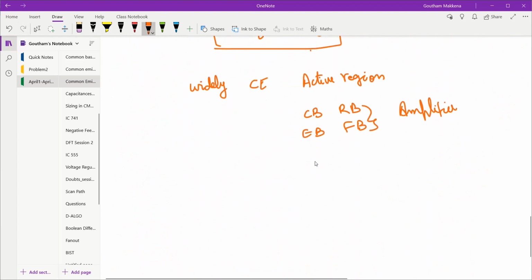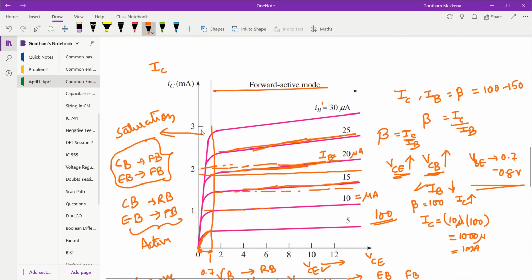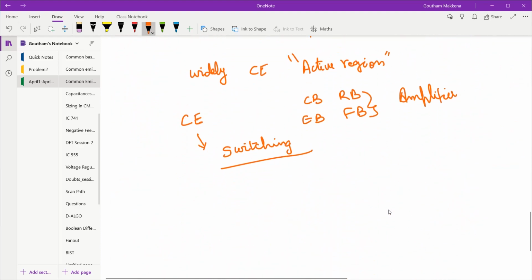The CE configuration is most widely used. If you want to use it as an amplifier, you have to use its active region. Another application of the CE configuration is switching. If you want to use the transistor as a switch, that is on and off, you have to make use of the saturation region and the cutoff region. Cutoff region is when IB is equal to 0, basically this line over here. When IB is 0, IC is also a very small value.